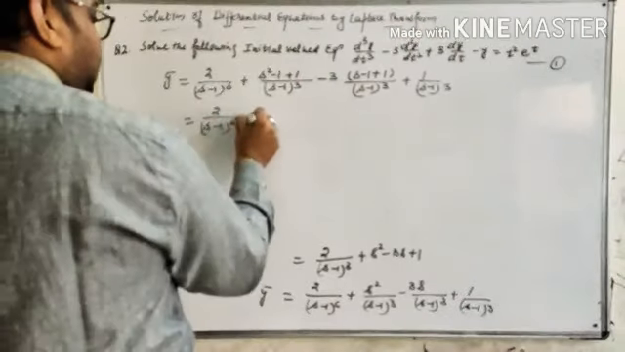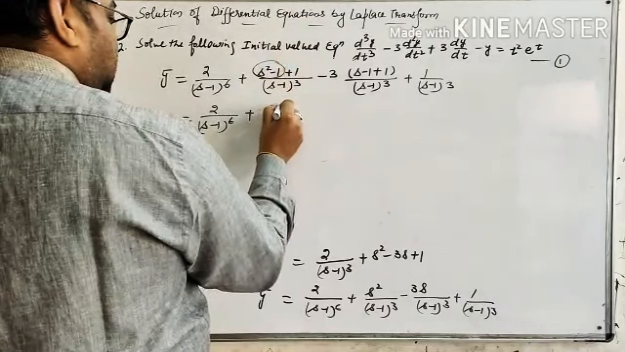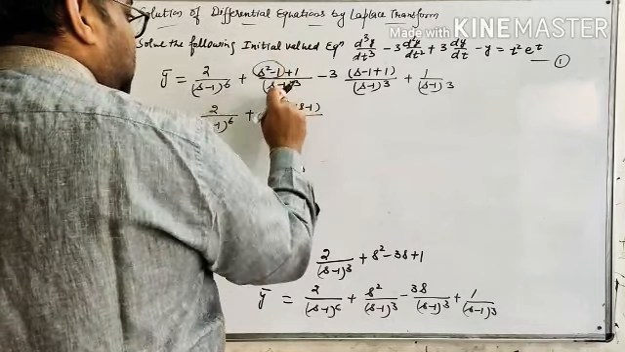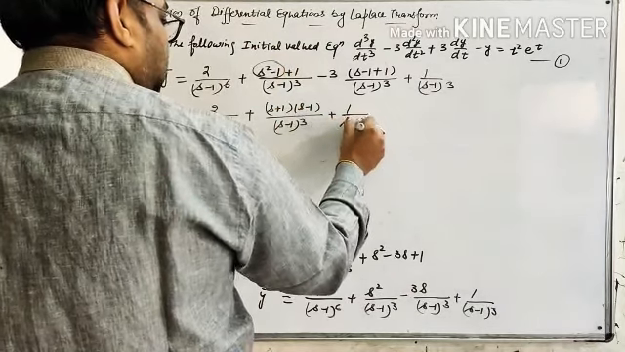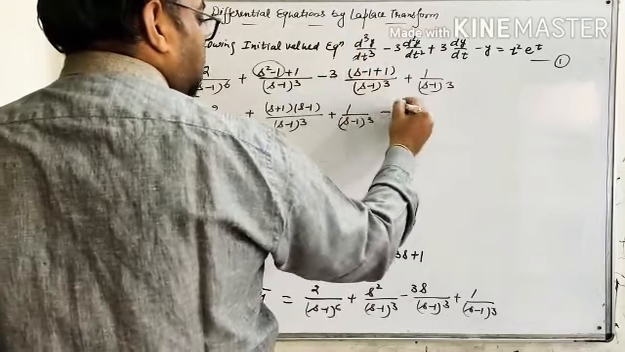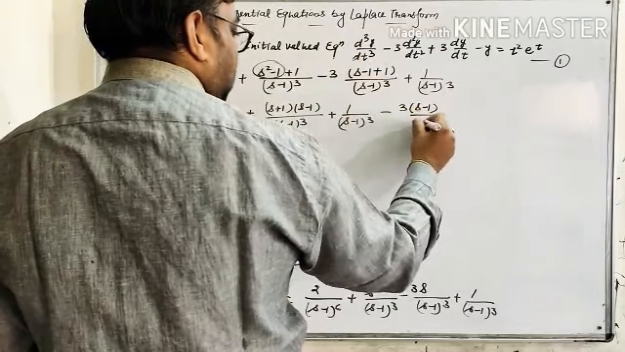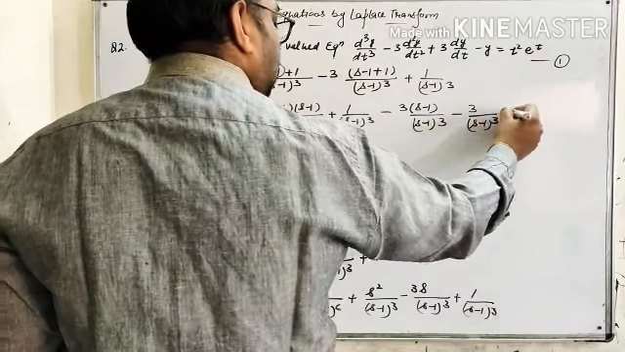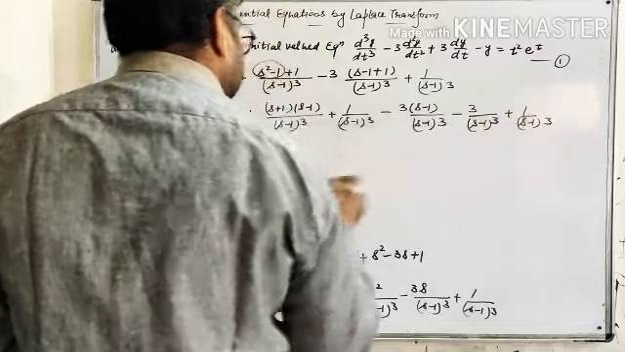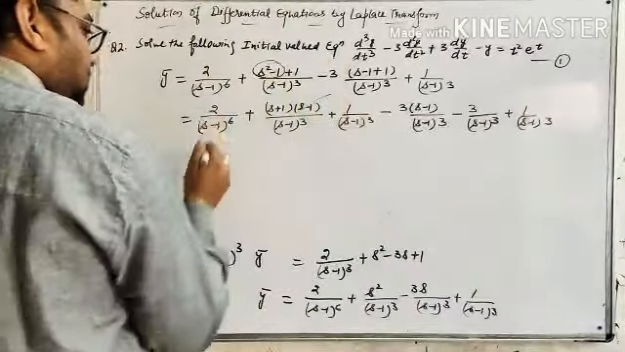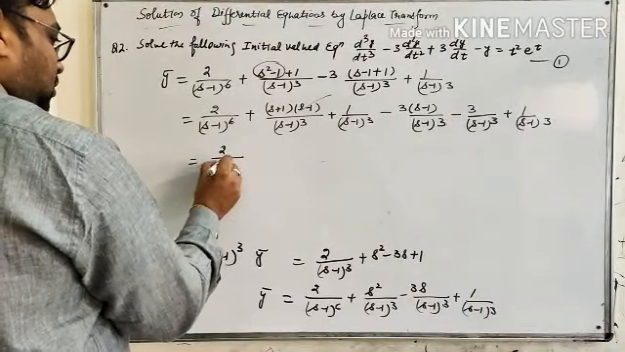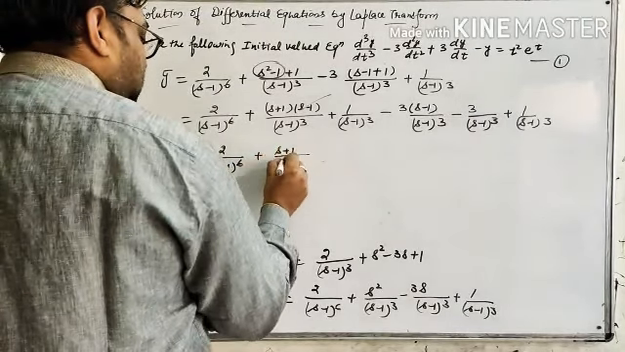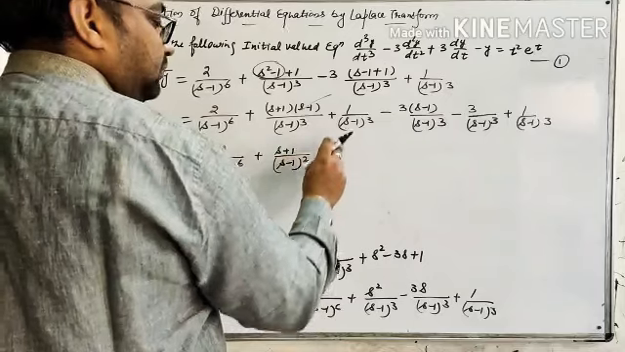minus 1 power 6. This s square minus 1 can be written as s plus 1 into s minus 1 upon s minus 1 cube, and this will be 1 upon s minus 1 cube, and this is minus thrice s minus 1 upon s minus 1 cube and minus 3 upon s minus 1 cube plus 1 upon s minus 1 cube. So 1 power is cancelled, and from this also 1 power is cancelled, that is 2 upon s minus 1 power 6 plus s plus 1 upon s minus 1 square.